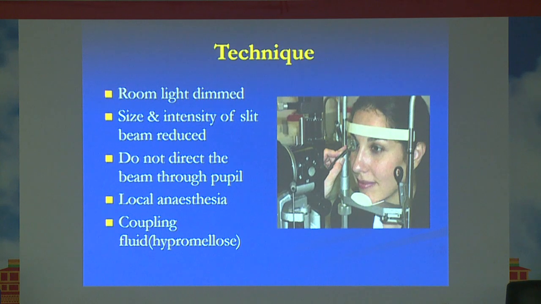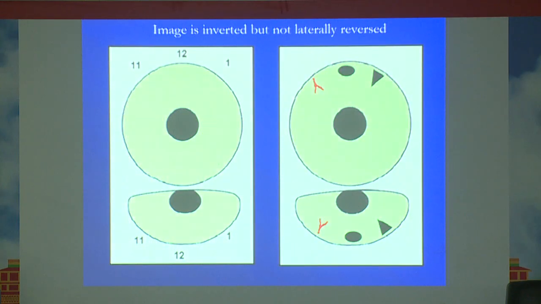This is important. Before doing this, room light should be dimmed, and the size and intensity of the slit beam should be reduced, and they should not impinge upon the pupil because the pupil will constrict and falsely open up the angles. What we see is a mirror image. The part of the angle that is viewed is 180 degrees away from the mirror that is being used.